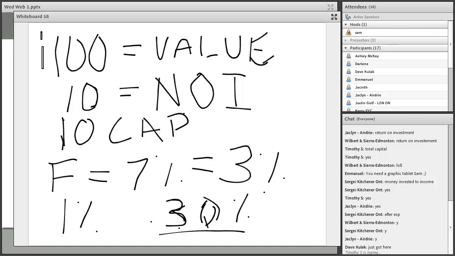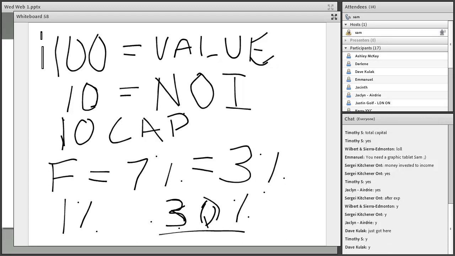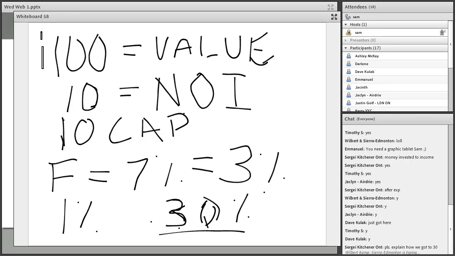Does everybody understand that? Does that make sense? Everybody sees that, right? Does anybody have any questions? Please let me know, because I'll go over it again. I want you to understand this, because I want you to understand why we're looking for that cap rate and why it's so important not to reduce it.